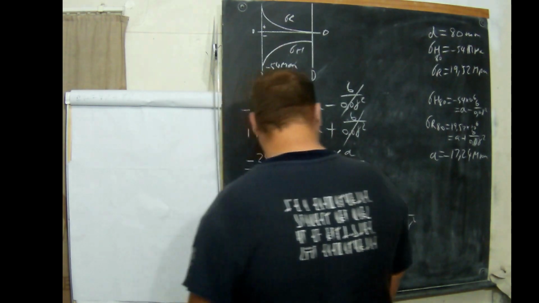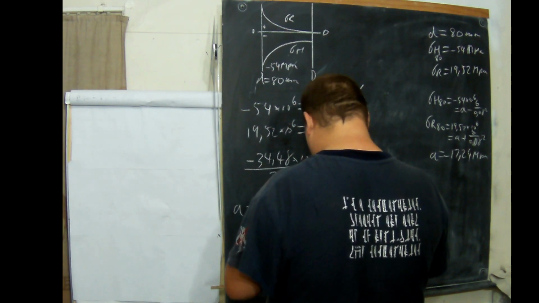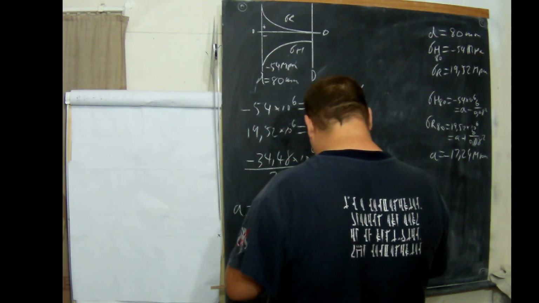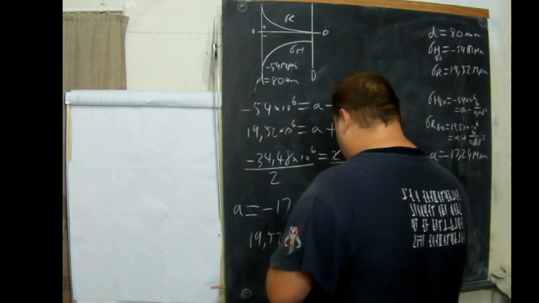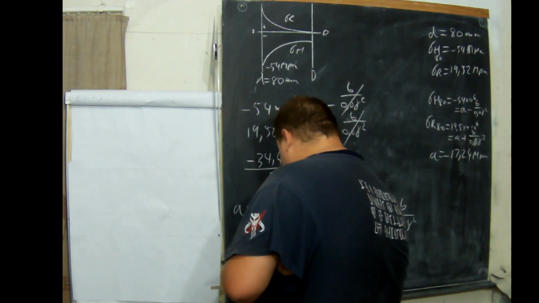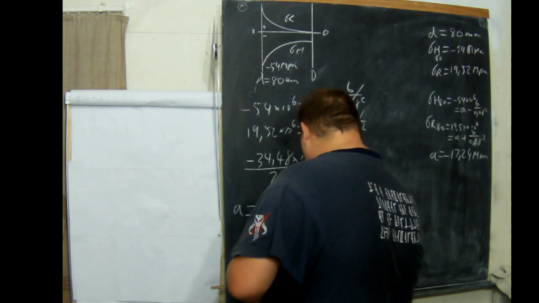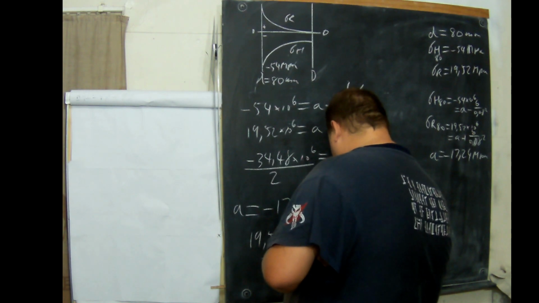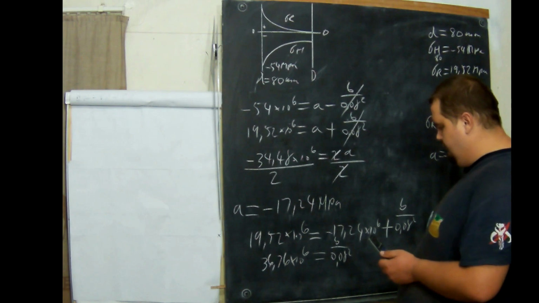Actually it's not, it's 36. 19,52 plus 17,24 equals 36,76 times 10 to the 6 equals B over 0,08 squared. Alright.